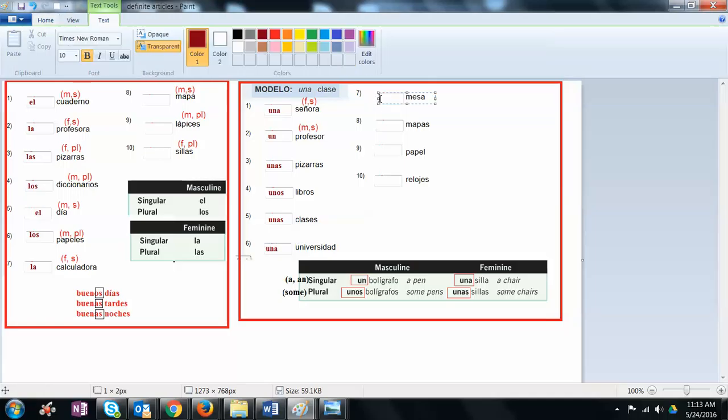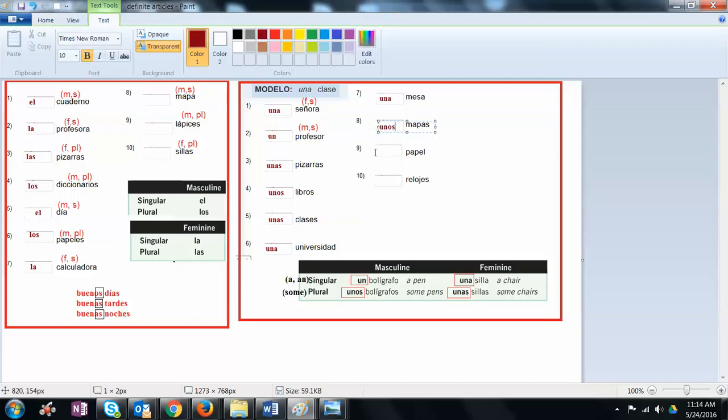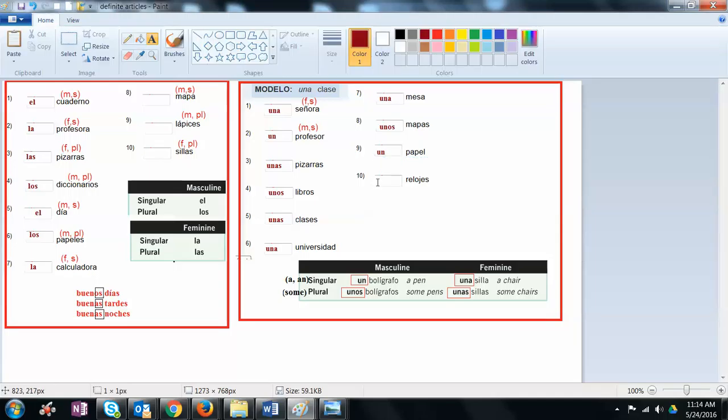A table, una mesa. Some maps, map, if you remember, is one of your exceptions to the rule: even though map ends in A, it's masculine. So I would say unos mapas. Some paper or a piece of paper, un papel. Some watches, watch is masculine, so I'd say unos relojes. And if it didn't make sense how I was getting these, you just need to look up each of the words to see whether it was masculine or feminine, and then you just match the article. You use the masculine singular article with masculine singular words, the feminine singular article with feminine singular words, and the masculine plural article with masculine plural words.